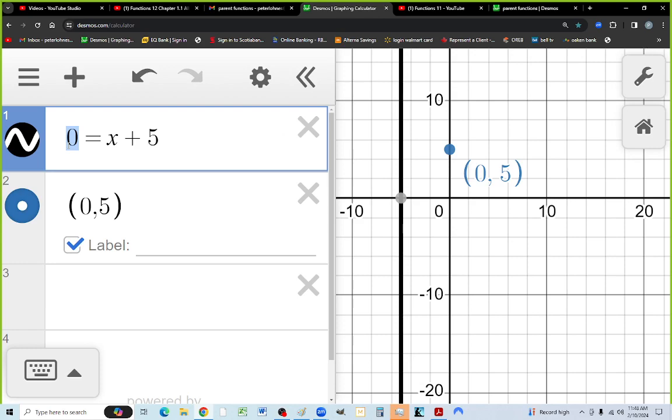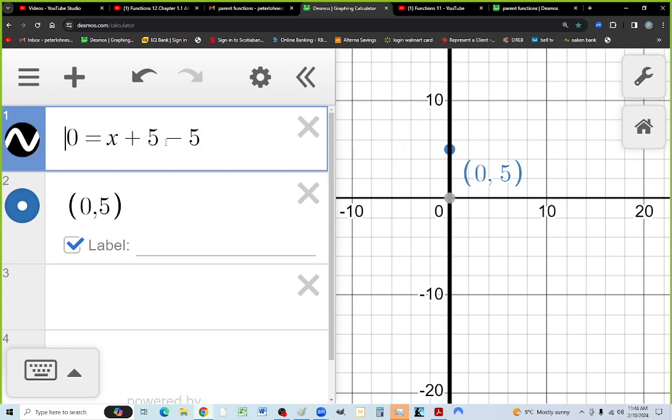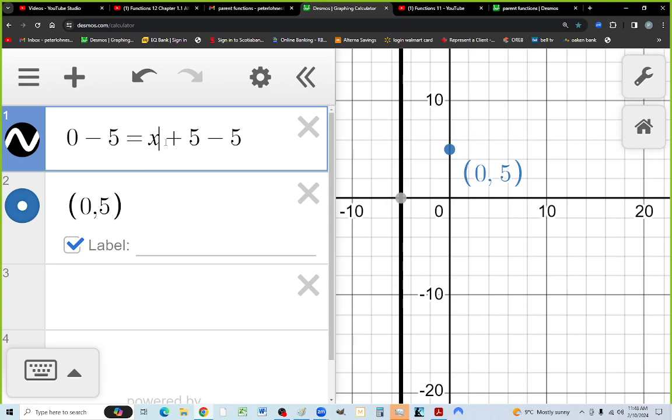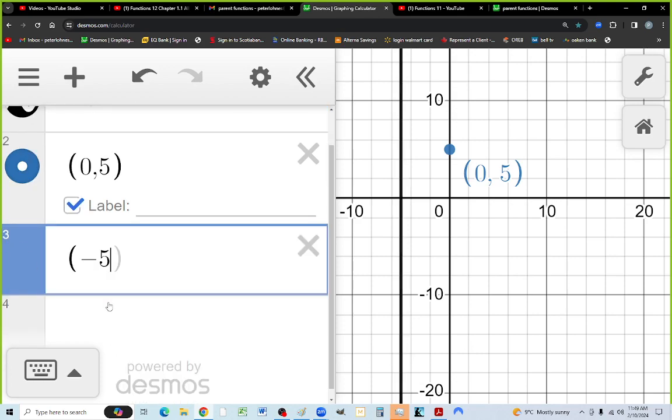How do I solve that? What's happening to x? 5 is being added to it. How do I reverse that? You subtract it, on both sides. You always have to do both sides. 5 minus 5 is 0. What is 0 minus 5? Negative 5. So when y is 0, x is negative 5.